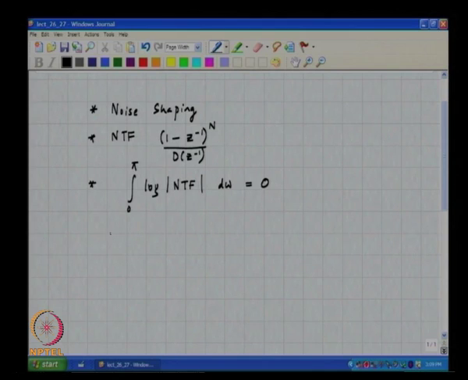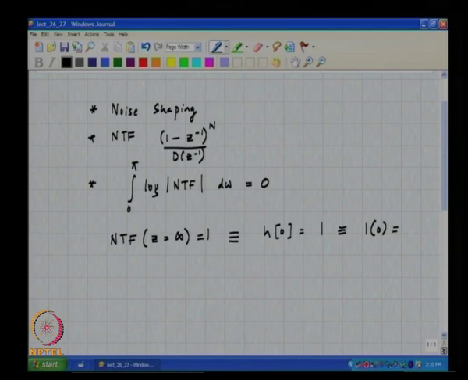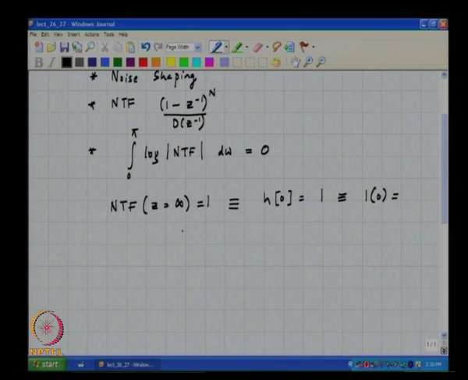Or in other words, the first sample of the impulse response of the loop filter must be... NTF of z equal to infinity must be 1, which is equivalent to saying h of 0 is 1, which is equivalent to saying L of 0 is 1 by NTF minus 1. So, please note that 1 by 1 plus L of z is NTF of z, right.